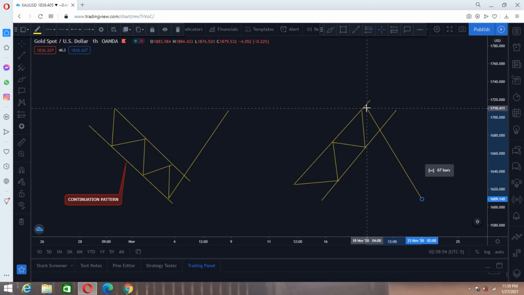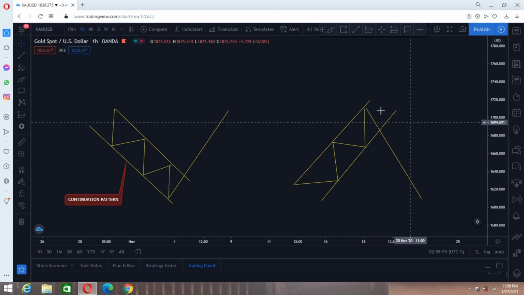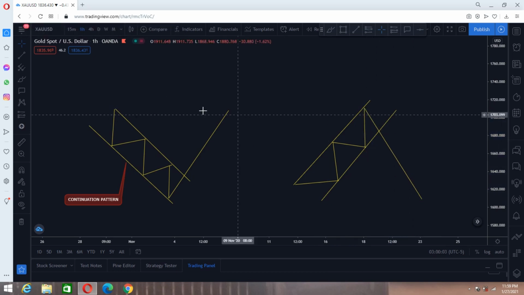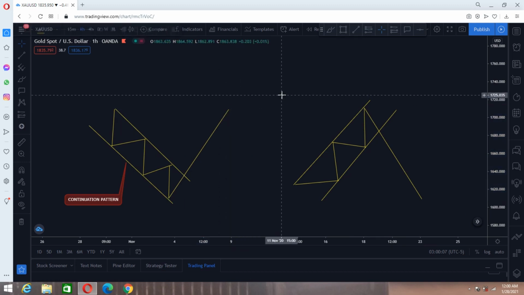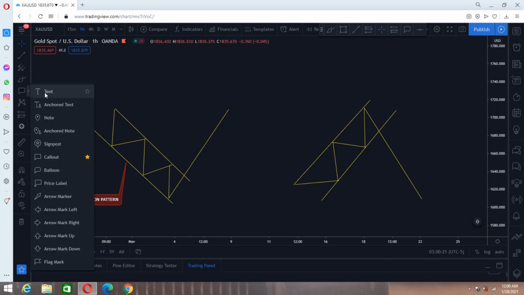In case you're wondering why I put this here, this is our 90% rule. This is what usually happens when there is a continuation pattern. When it breaks, it normally hits the 90% rule where it started, so we call it the 90% rule. Let me just add a text for you guys so you can remember this. This is our 90% rule.